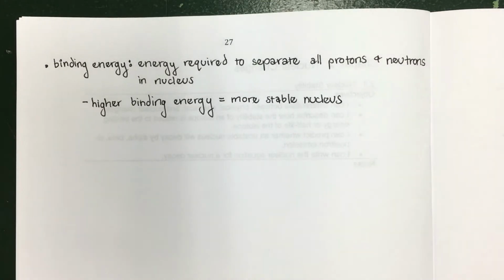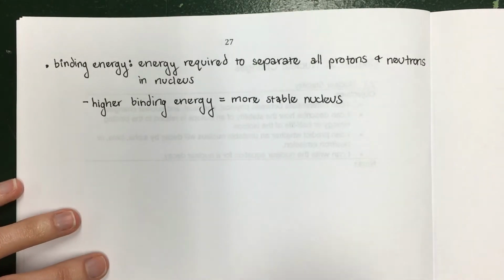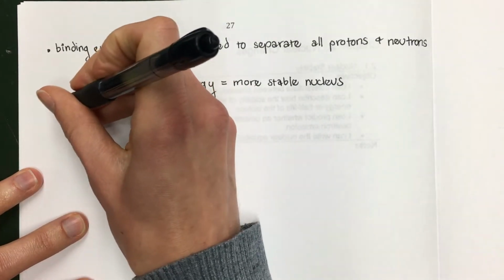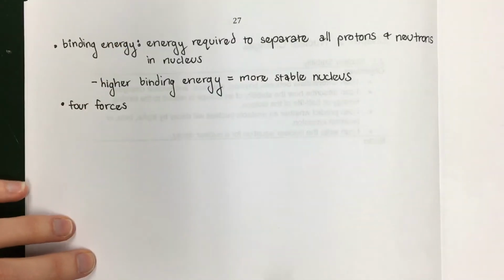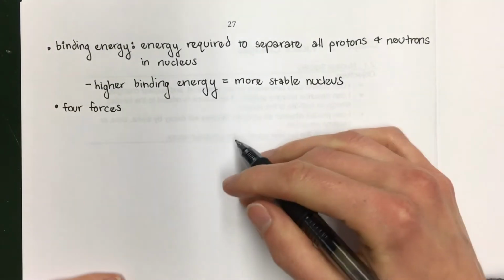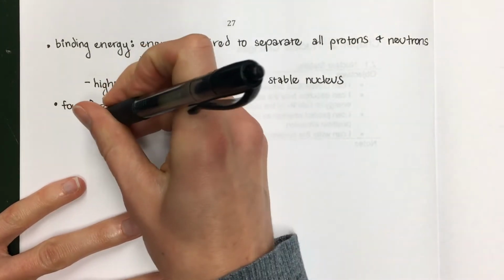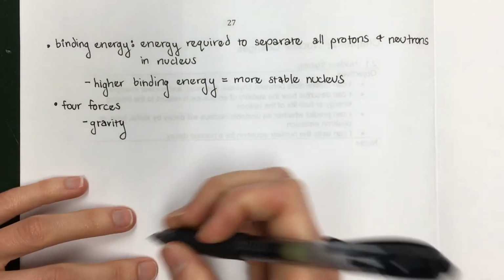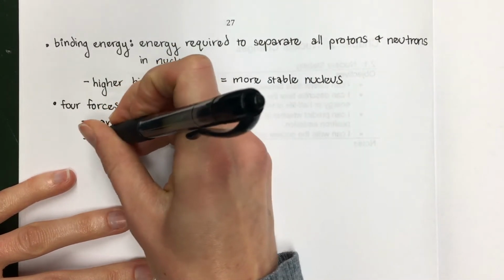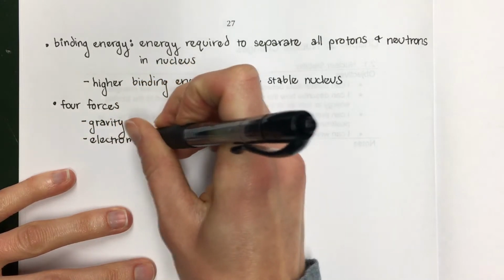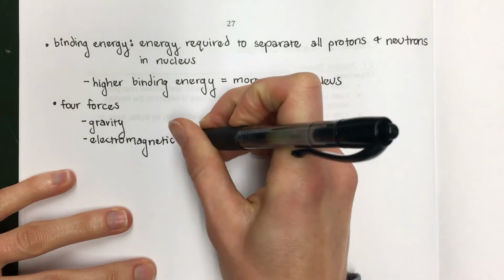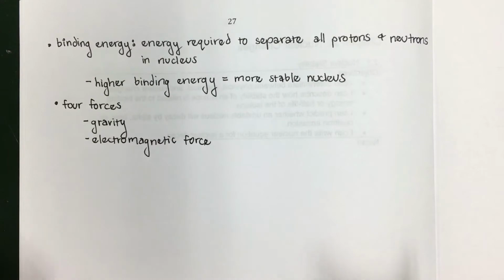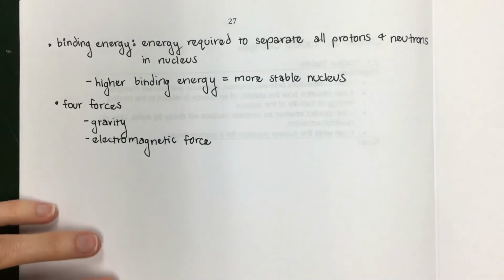Okay, to explain a little bit about where binding energy comes from, I want to talk to you about some forces in the world in general. There are 4 forces through which matter interacts. One of them is gravity. Things that have a lot of mass attract other things. One of them is called the electromagnetic force. This sounds complicated, but it is just like things that are positively charged are attracted to things that are negatively charged, that sort of thing.